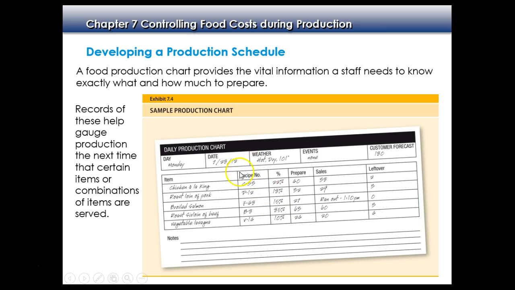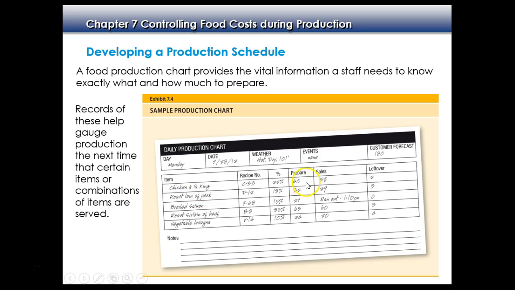In this particular example, they have recipe numbers. Percentage, honestly, I'm not sure. I even read through the book trying to figure out what they were calling for percentages. But they have what you're preparing, and then the sales and leftovers.